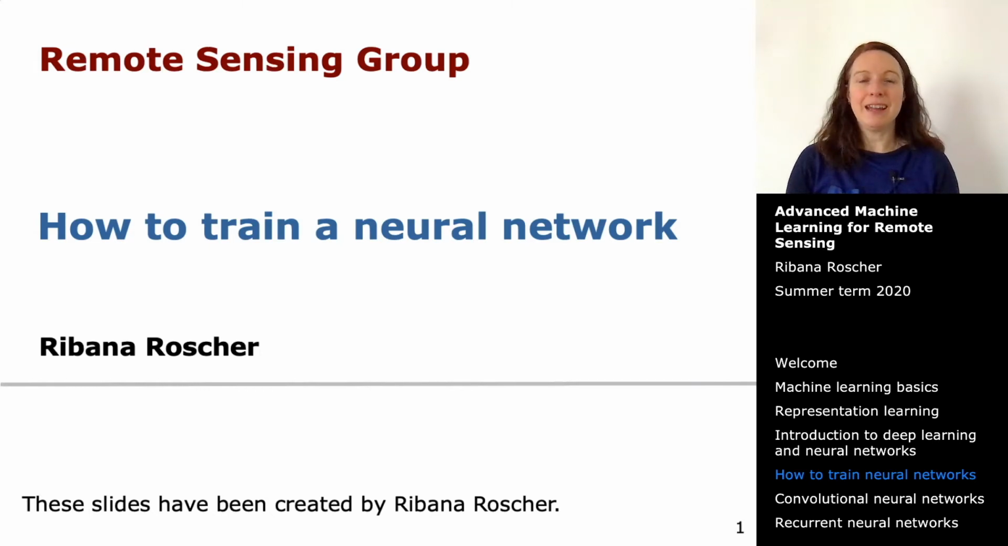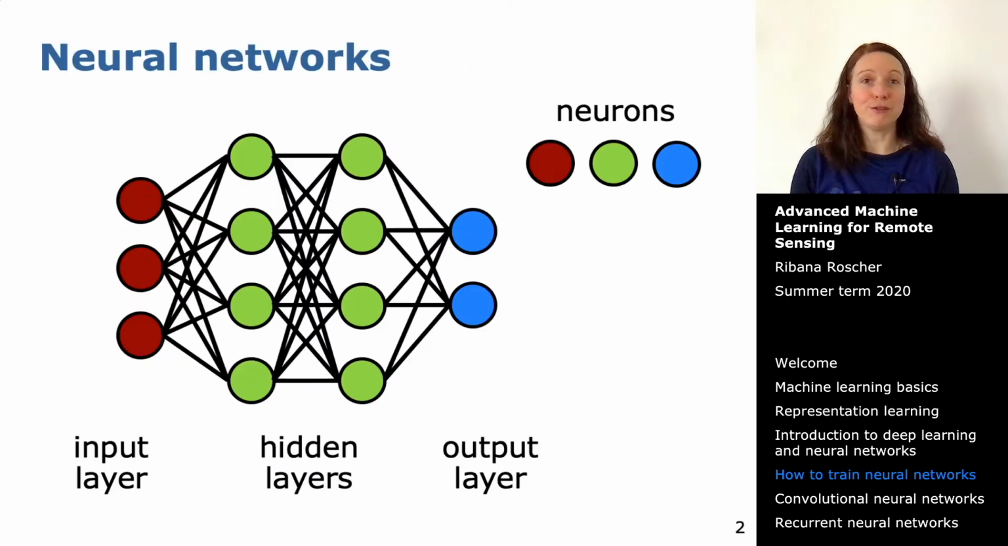So welcome to today's lecture about how to train a neural network. And I want to show you first what we have talked about in the last lectures. We were talking about how neural networks are structured. So you have an input layer, you have hidden layers, and you have an output layer. And the input layer is nothing else than your observations.